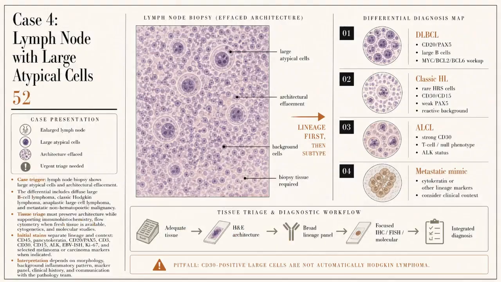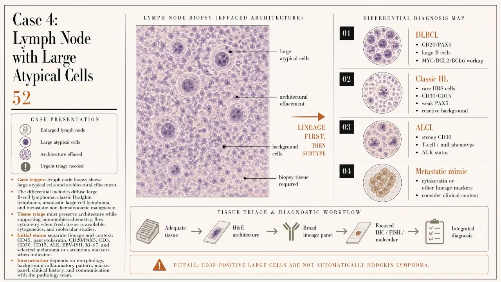As we transition into Case 4, we focus on a lymph node biopsy specimen exhibiting large, atypical cells, a scenario that presents a significant diagnostic challenge in hematopathology and histotechnology. This case is emblematic of the complexities encountered when differentiating among mature lymphoid neoplasms, particularly classical Hodgkin lymphoma, and aggressive non-Hodgkin lymphomas, such as diffuse large B-cell lymphoma or anaplastic large cell lymphoma. Understanding the histologic nuances, immunophenotypic profiles, and molecular characteristics of these entities is essential for accurate diagnosis and appropriate patient management.